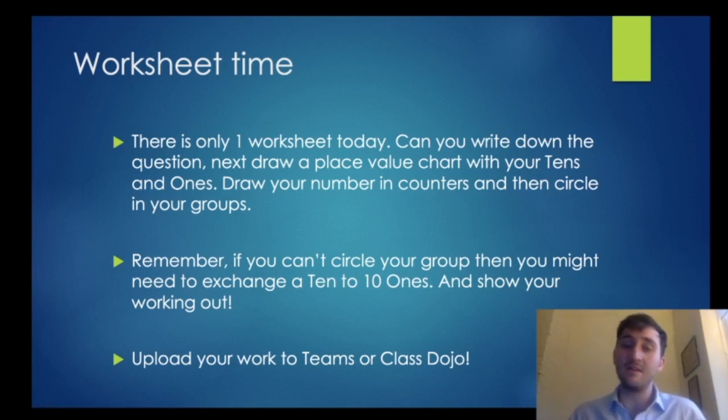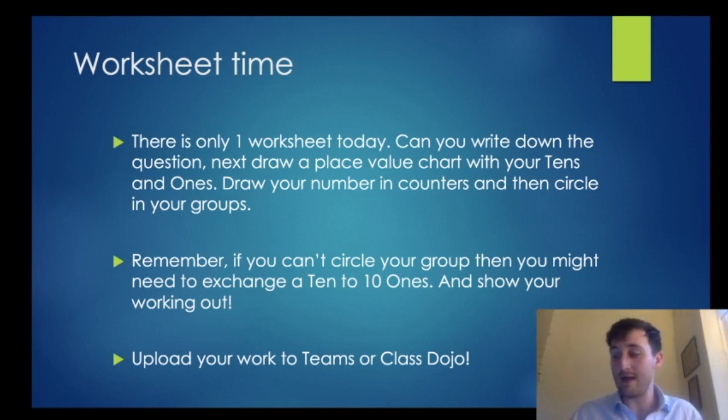So again, there's only going to be one worksheet today. So can you write down the question, just like you did on Monday, and then underneath, draw a place value chart with your 10s and 1s, draw your numbers in counters, and then circle your group. So remember, if you can't circle your group, then you might need to exchange a 10 to 10 ones, and then remember, show your working out. Remember, there might be some remainders in there. So remember to represent that as a remainder of whatever it is.